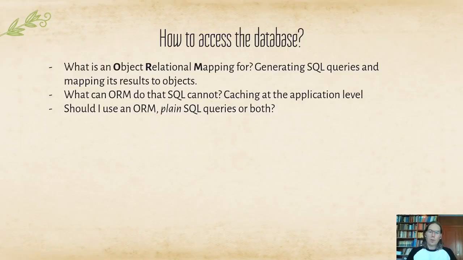The fifth question that backend developers face is how to access the database. They wonder what an object relational mapping tool is for, and basically the answer is generating SQL queries and mapping its results to objects. They also wonder what an ORM can do that SQL cannot, and basically it is caching at the application level, shortening the journey from the application into the database and back. Last, they wonder, should I use an ORM, plain SQL queries, or both? We're going to try to answer this question in the next slides.